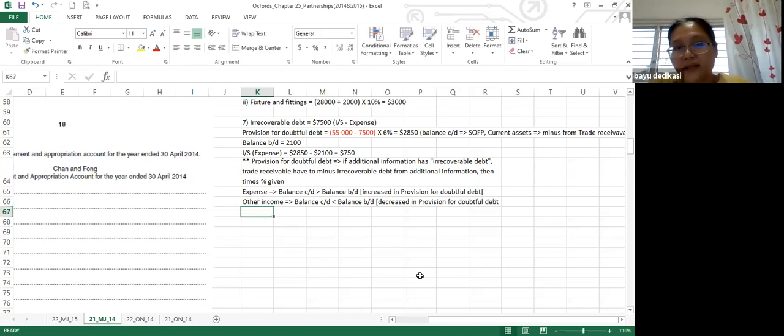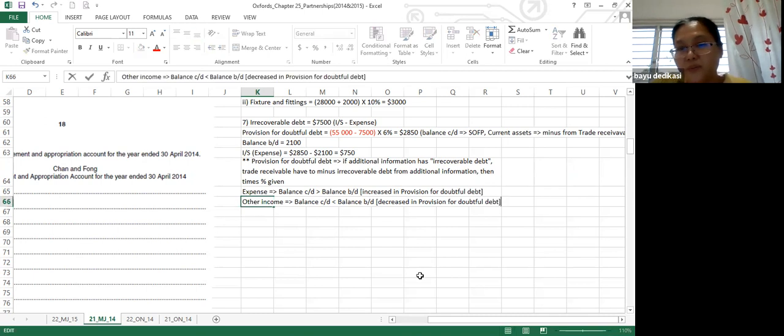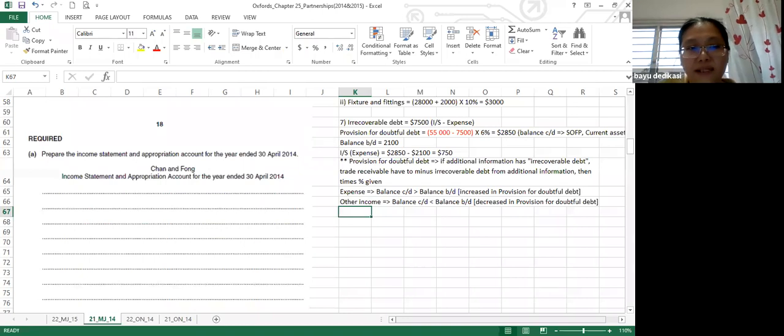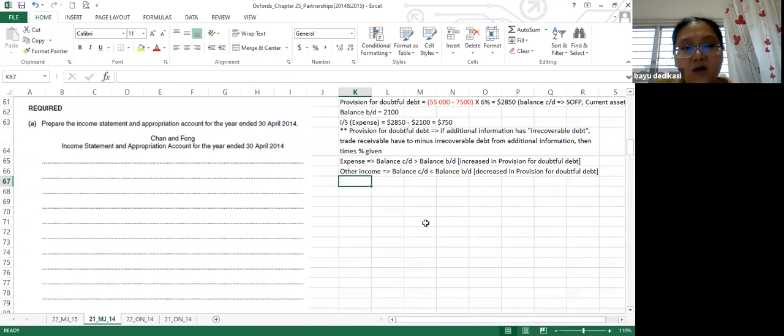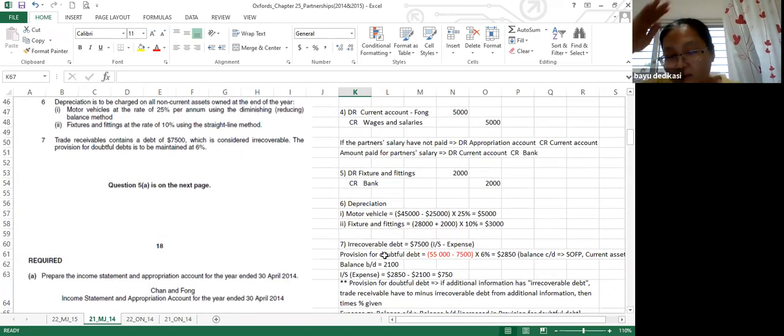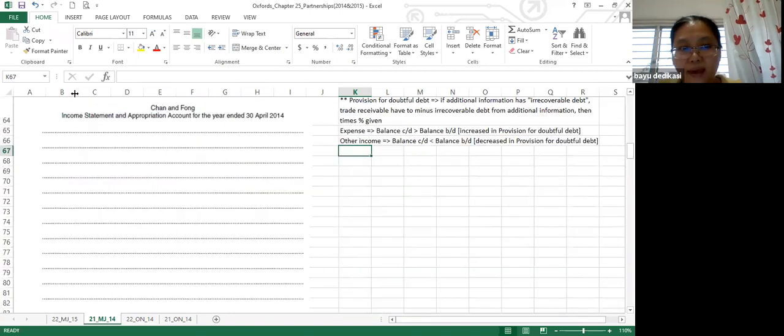So there is a double entry that you need to take note of when you prepare the provision for doubtful debt and the irrecoverable debt. Okay, so basically all this information is given. I will list down all the items to be prepared in the income statement, and then after that the appropriation account. Come to the amount, I still want you to practice yourself after the class or whatever, so that at least you really go into it.